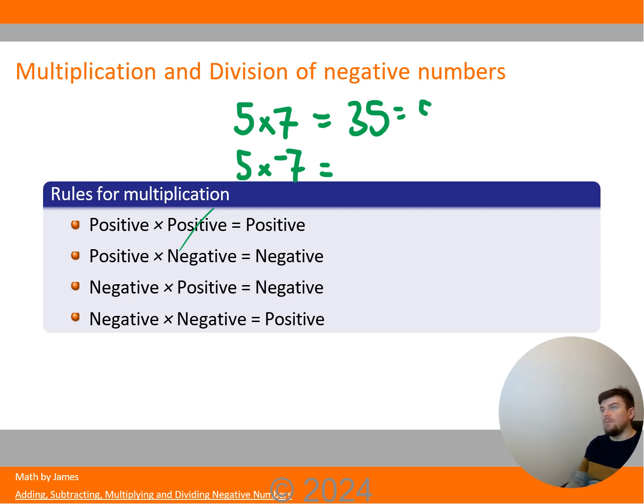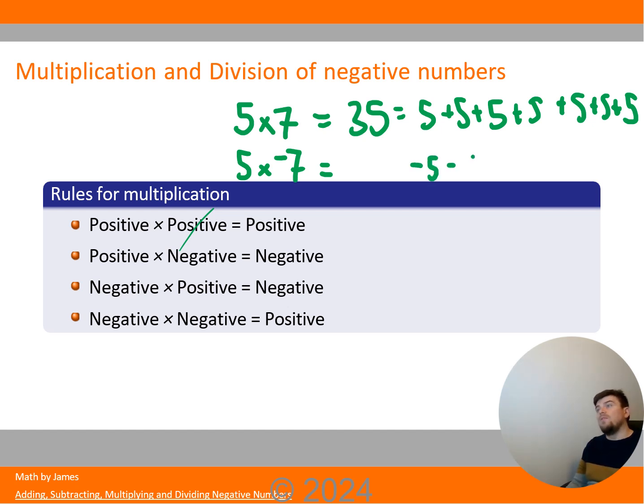So 5 times -7. 5 times 7 is, in a sense, adding 5, 7 times. 5, add 5, add 5, add 5, add 5, add 5, add 5. So we're doing that 7 times. But here we're doing that minus times. We're doing that -7 times, so we're doing -5 minus times because we've got the minus here. And we have to do that.